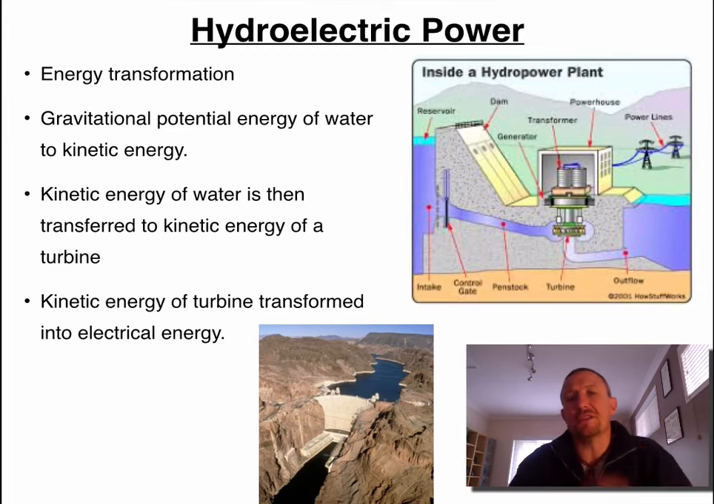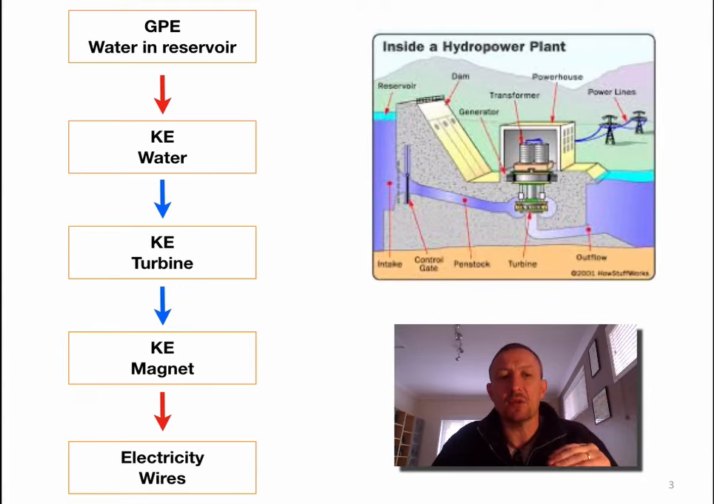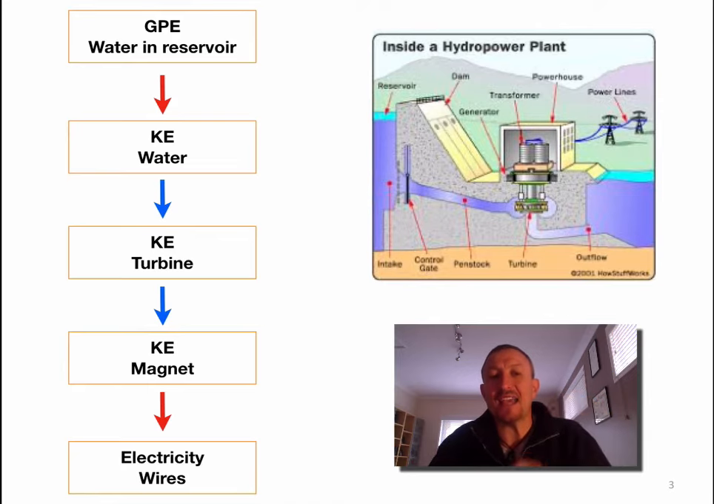We can put that in a flow chart, which can be shown here. There's your GPE, water in the reservoir, KE in the water, KE in the turbine, KE in the magnet. I've linked them there with blue arrows. The blue arrows represent energy transfer, and then the red arrows demonstrate energy transformation. So we've got energy transformation from GPE in the water to KE in the water, and transformation from KE in the magnet to electricity in the wires. So that is the flow of energy.